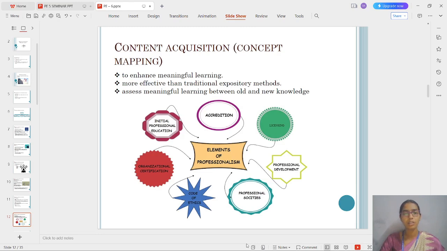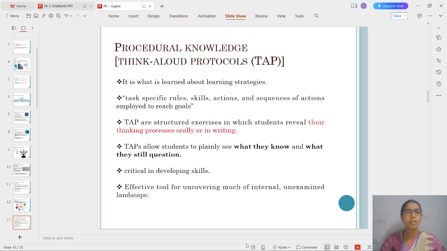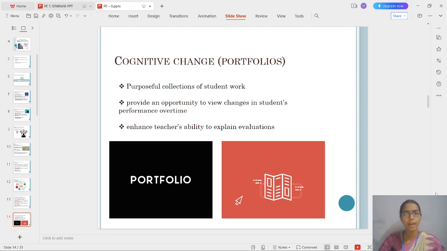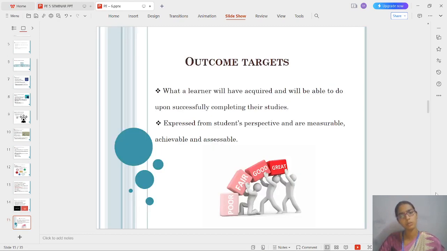First one is the content. For assessing content acquisition, we may use concept mapping. Then procedural knowledge. Here it refers to structured exercises in which students reveal their thinking process orally or in writing. The cognitive change of the student can be reviewed continuously by collecting their work and reviewing it at proper times. Then the outcome targets.